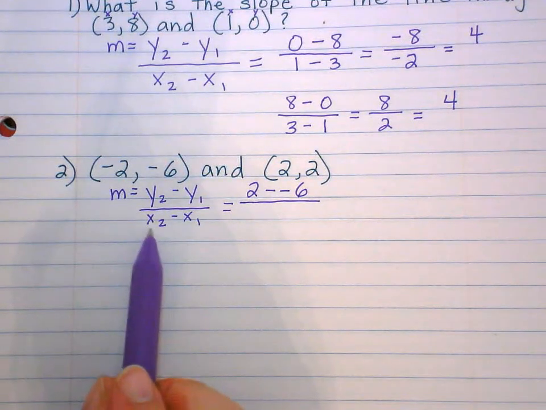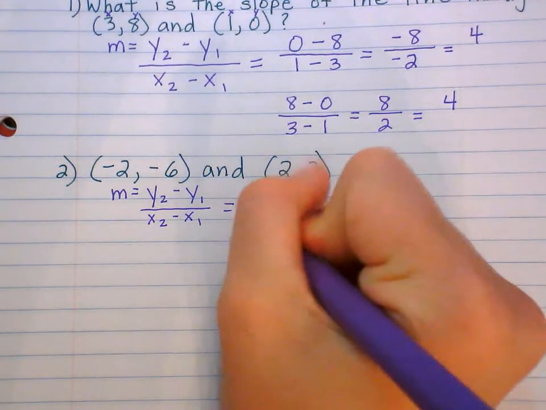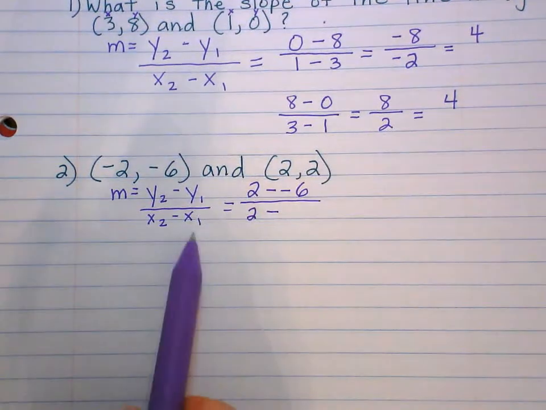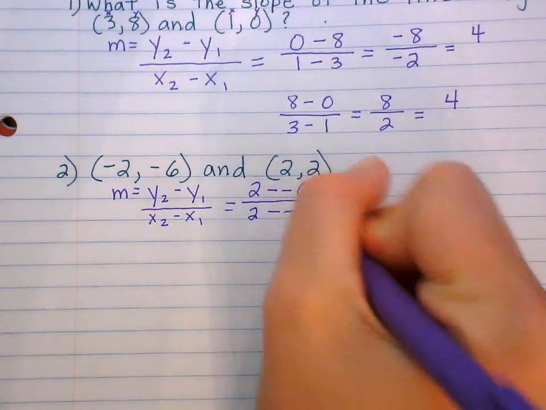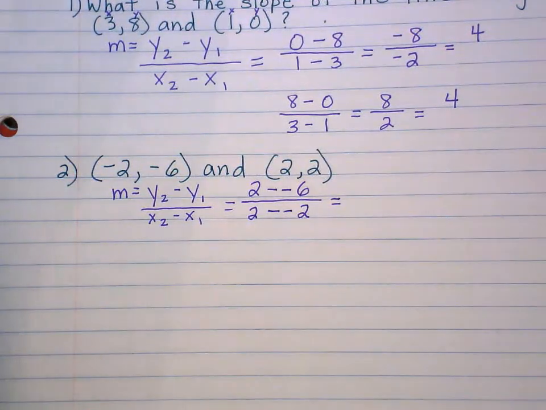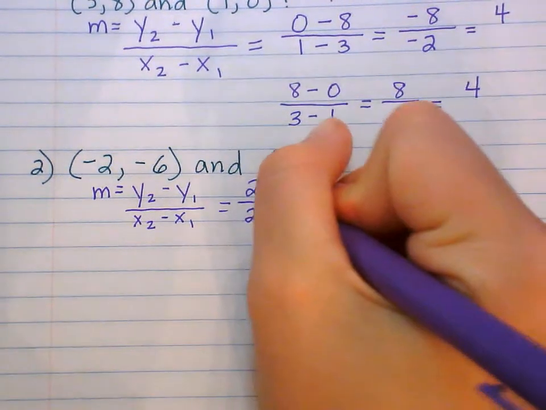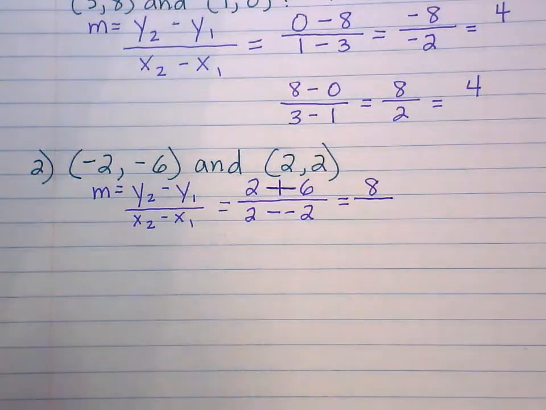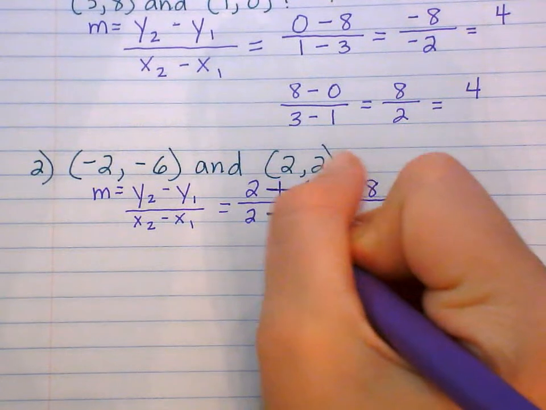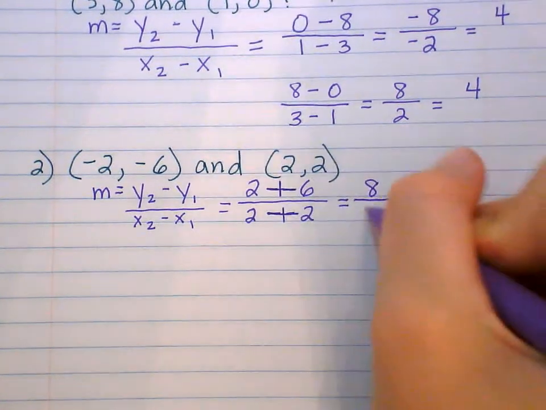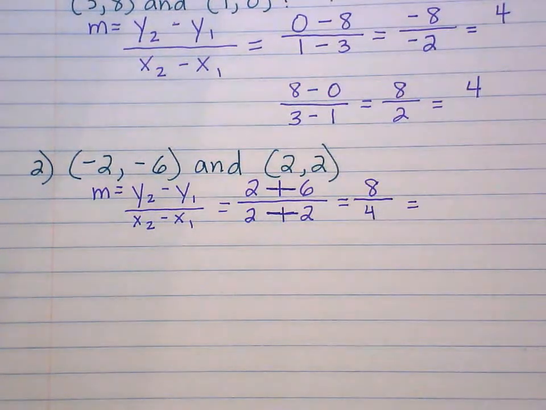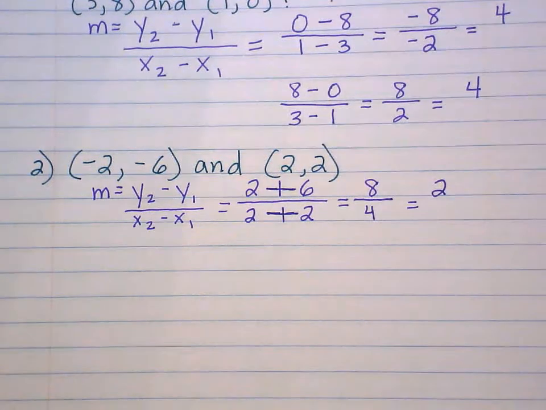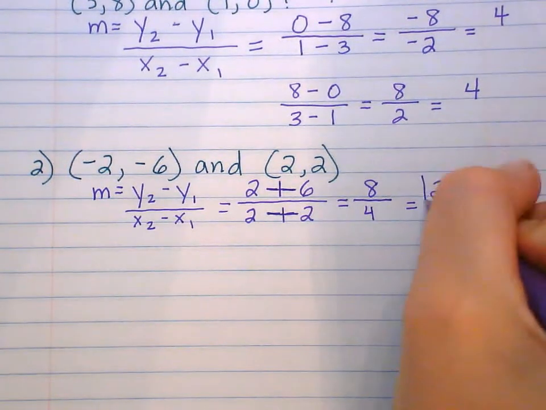Okay, now we got to go back to that second x value, 2, minus the first x value, negative 2. So 2 minus a negative 6. What happens when that minus and negative are touching? Well, it turns into a plus. 2 plus 6 is 8. 2 minus a negative 2, same thing, turns into a plus. 2 plus 2 is 4. 8 divided by 4 is 2. Awesome. So the slope is 2. M equals 2.